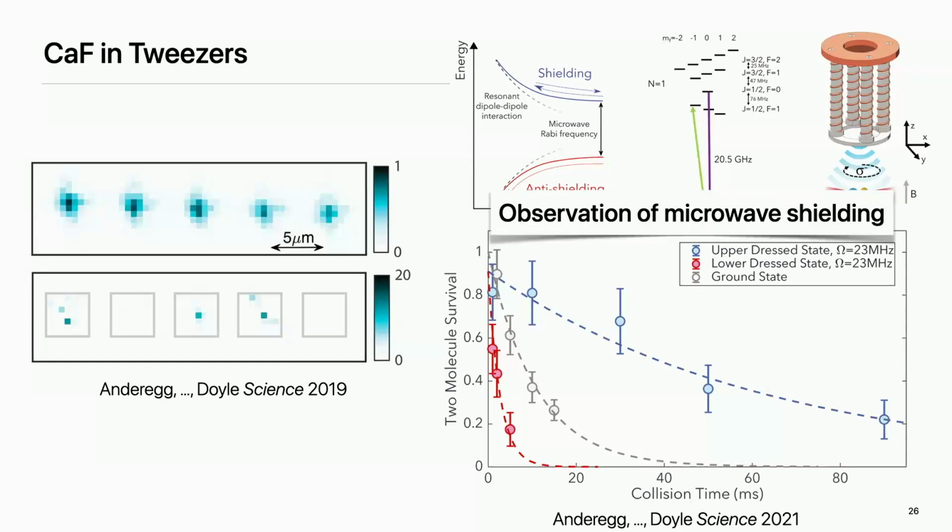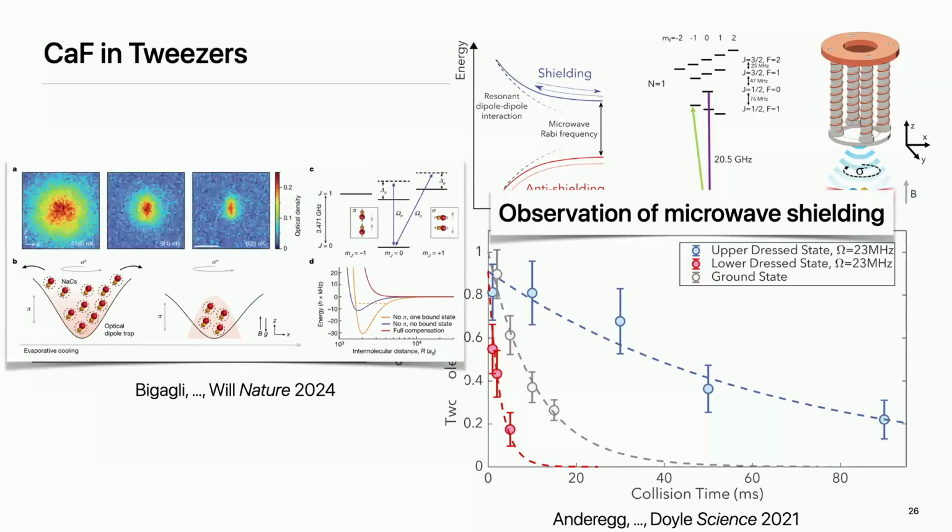And so this is an observation of what's called microwave shielding, and this is the fundamental technique that was needed to go back to these Feshbach molecules. What they got really good at was doing this microwave shielding to suppress lossy collisions, and then they can do evaporative cooling down to degeneracy.